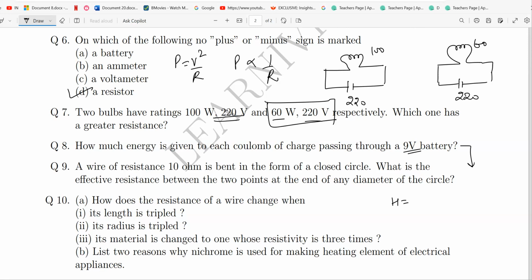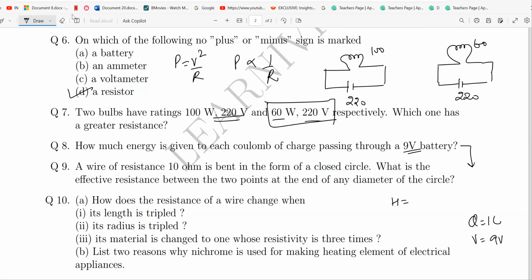How much energy is given to each Coulomb charge? Each Coulomb means Q is 1 Coulomb. Okay. So energy is being asked. So what's your answer? Q is 1 Coulomb. Sir, I got 9 joules. V is 9. 9 volt.